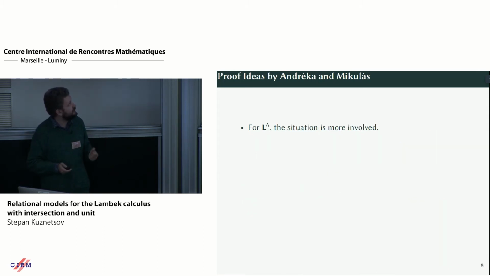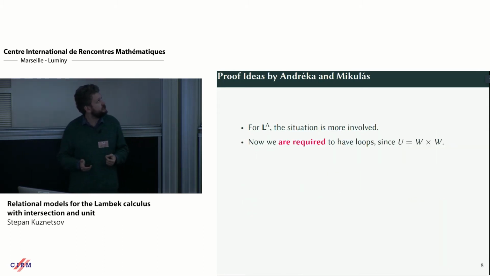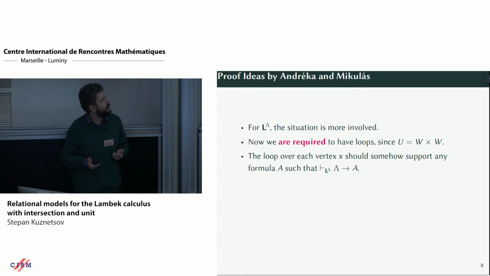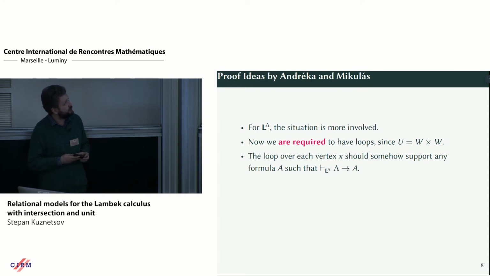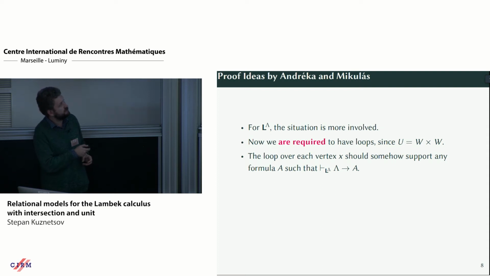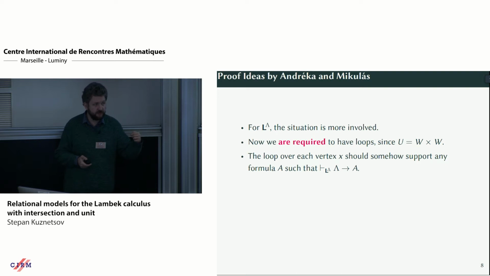So for Lambda it is different. Now we're required to have loops for each point because your relation is universal. And a loop should support any formula such that the following is just derivable, of course, right? Because on the loop, you return to the same point, and this should be true.